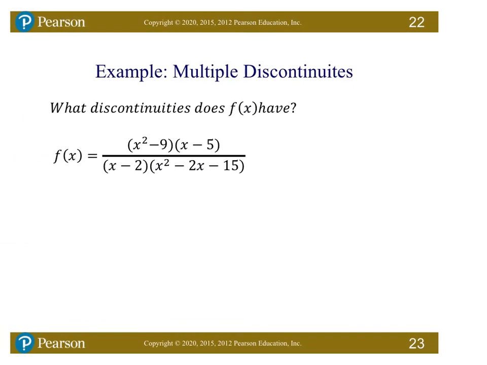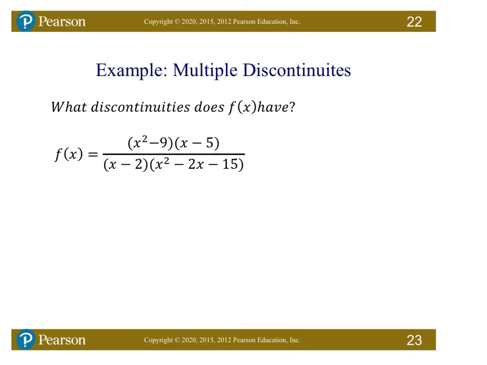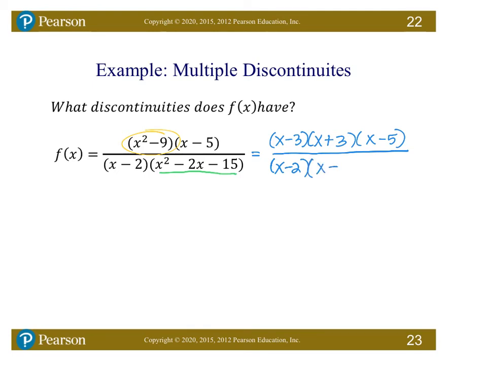All right, so what kind of discontinuities does f of x have? Let's get this completely in its factored form. x squared minus 9 is the difference of squares, so that would factor into x minus 3, x plus 3. And then you still have the numerator factor x minus 5. The denominator had x minus 2 in it. And then we've got this polynomial that also factors, and that will factor into x minus 5, x plus 3.